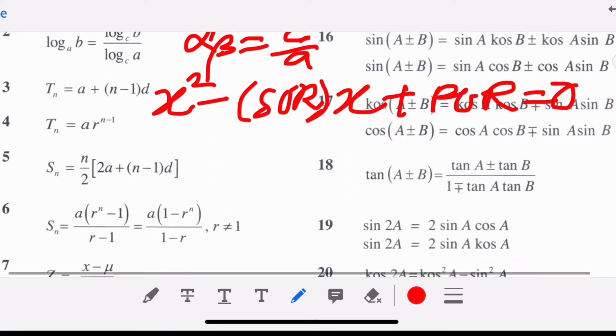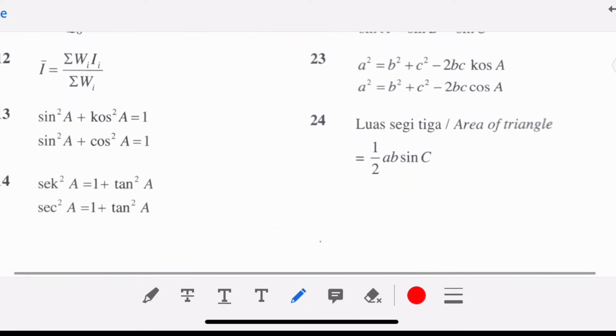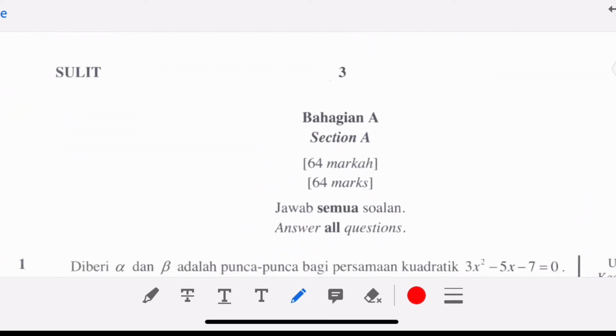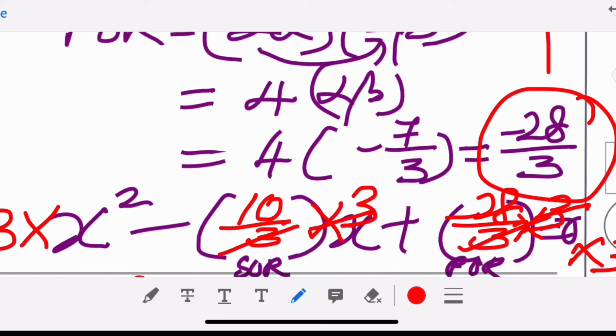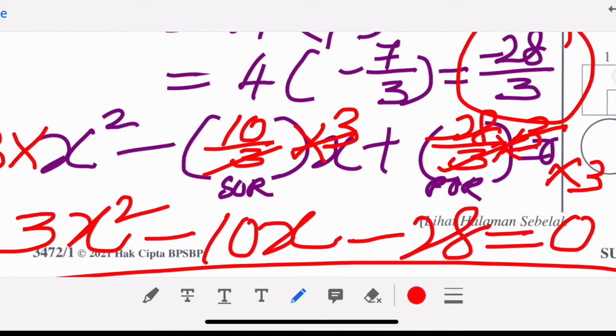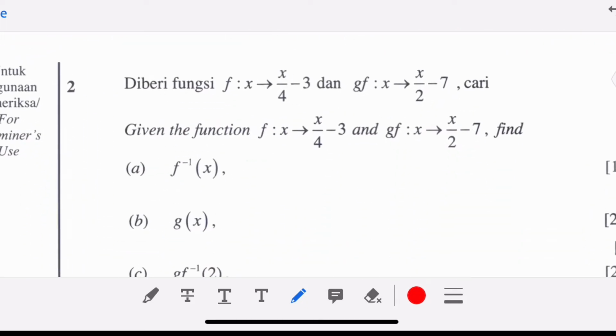There won't be all the formulas given, so some formulas you need to add on to the list. Come up with a new list of formulas you need to recall before you go for your exam. Okay, let's proceed to question number 2.